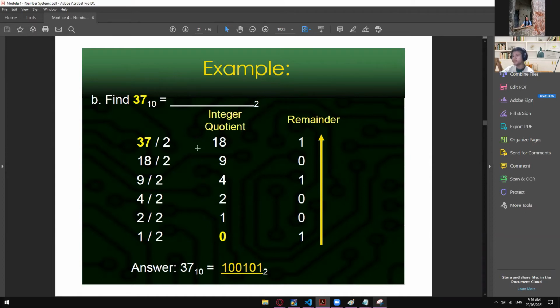37 divided by 2 is 18, remainder 1. 18 divided by 2 is 9, remainder 0. 9 divided by 2 is 4, remainder 1. 4 divided by 2 is 2, remainder 0. 2 divided by 2 is 1, remainder 0. 1 divided by 2 is not possible, so just put 0 now as the quotient, and whatever is your final number, put it as your final remainder. After that, you can read this from bottom to top. So 100101 base 2.